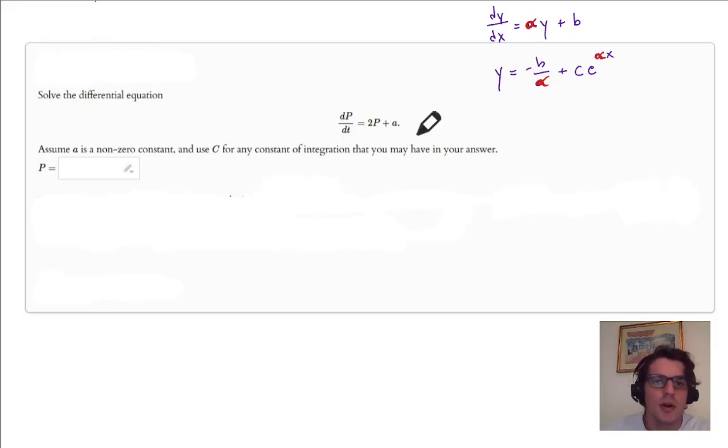Okay, so it looks like p is y, so we've already started there. Negative b over alpha, b in this case is a, so negative a, and alpha in this case is 2, so negative a over 2, plus c, and what do we have? e to the alpha x, so e to the 2t in this case. That's all we have to do there.